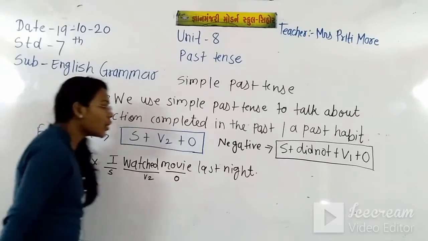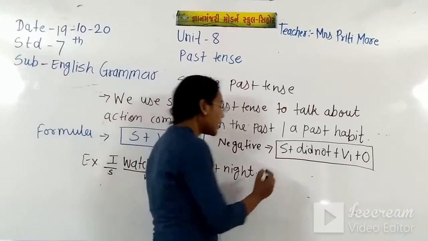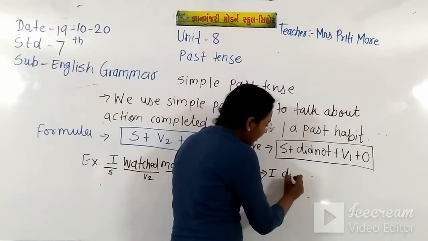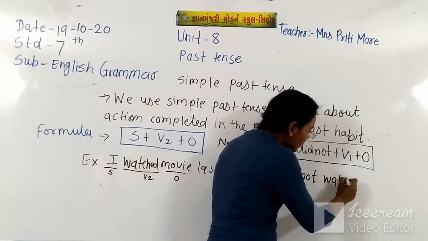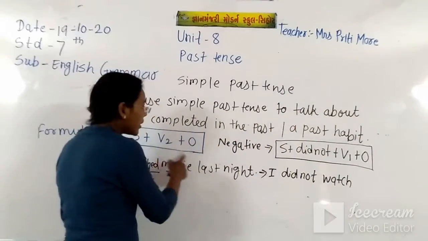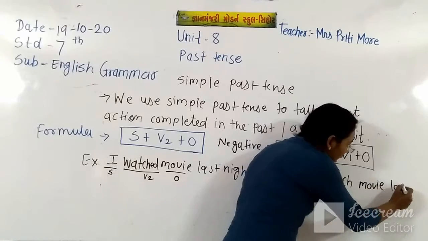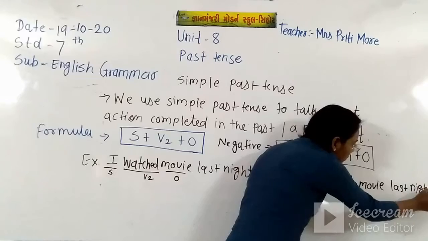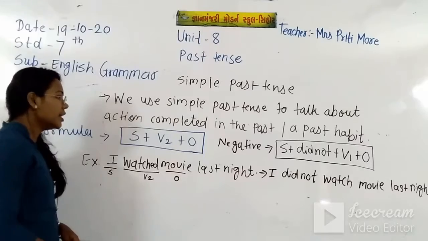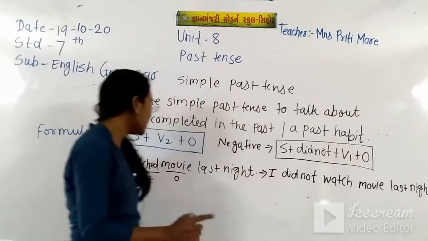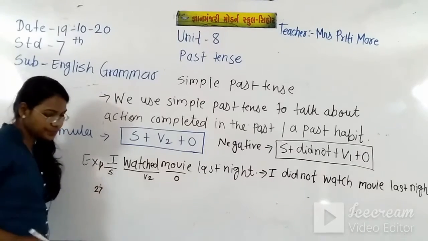This is the sentence of simple past. Now if I have to make the same sentence in negative, so what I add here, I did not watch. V2 became V1, watch movie last night. I did not watch movie last night. This is the negative sentence and this is the positive sentence. Now let's see another example.